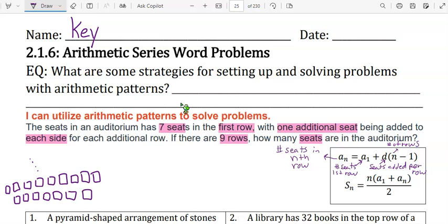So let's find each of those values. A1 is 7 seats. D, it says 1 additional seat being added to each side, so that's not just 1 additional seat, but 2. And then the number of rows is 9. We don't know how many seats are in the last row, though. So let's plug it in.